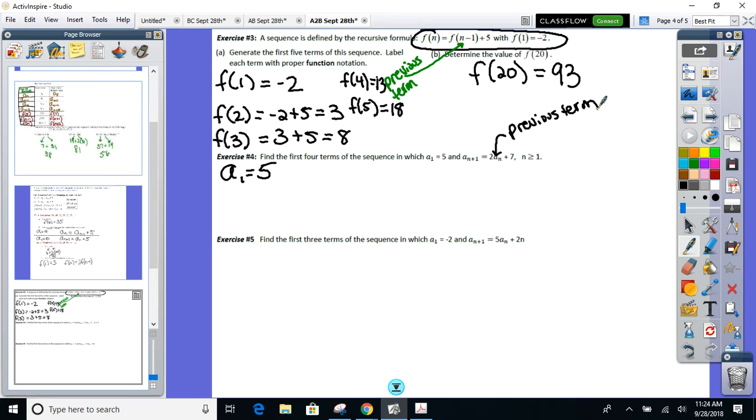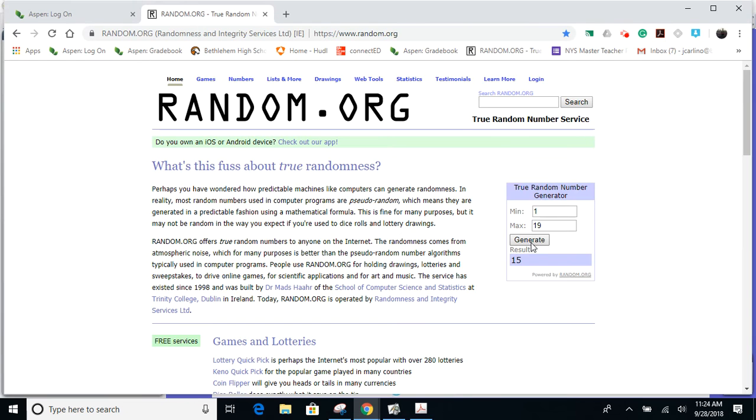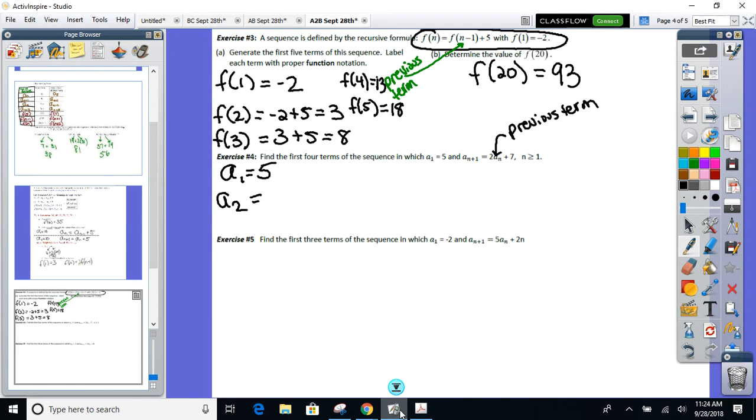What am I doing to the previous term? Explain to me what that says. Do what to the previous term? Multiply it by 2 and add 7. Here we go. Tell me specific directions on how to find the second term if I knew the first term was 5. What do you want to do to the 5 right now? What do you want to do to the 5? Multiply it by 2 and add 7. 17.